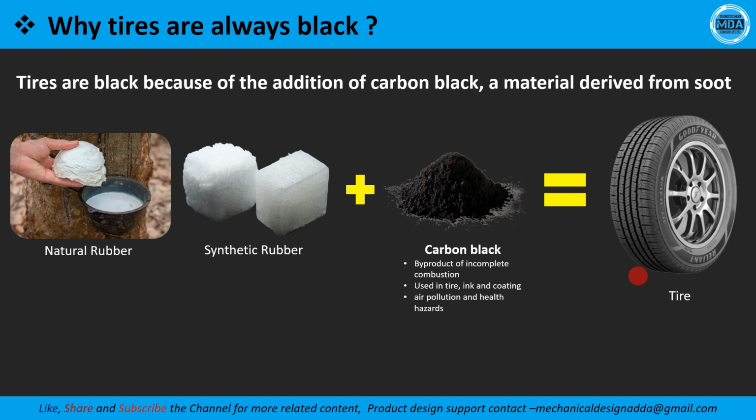We have natural rubber and synthetic rubber, so we will add the carbon black into the rubber to make the black color. There are two types of rubbers: natural rubbers and synthetic rubbers. Natural rubbers we produce from the tree, naturally available sources, and synthetic rubbers are the man-made rubbers, because with a chemical reaction we are producing these rubbers. We add carbon black to form the black color of the rubber.